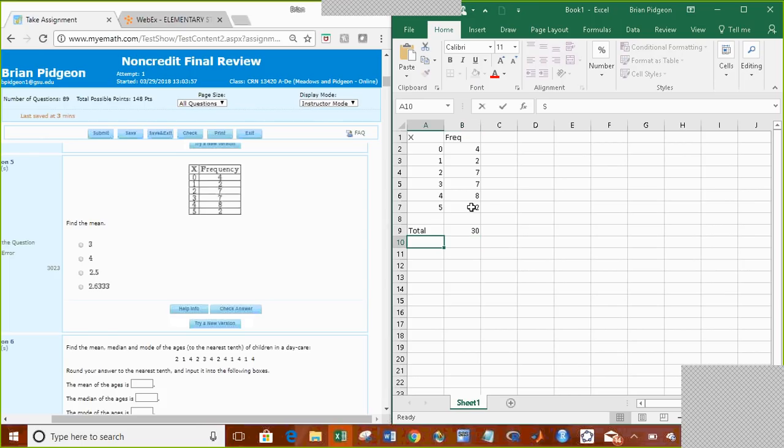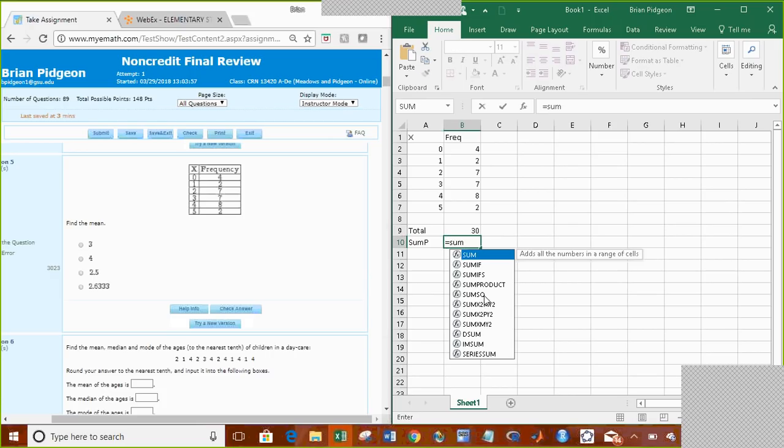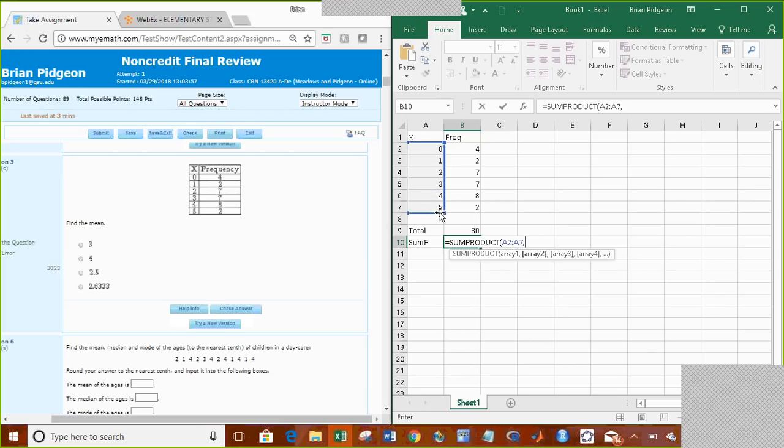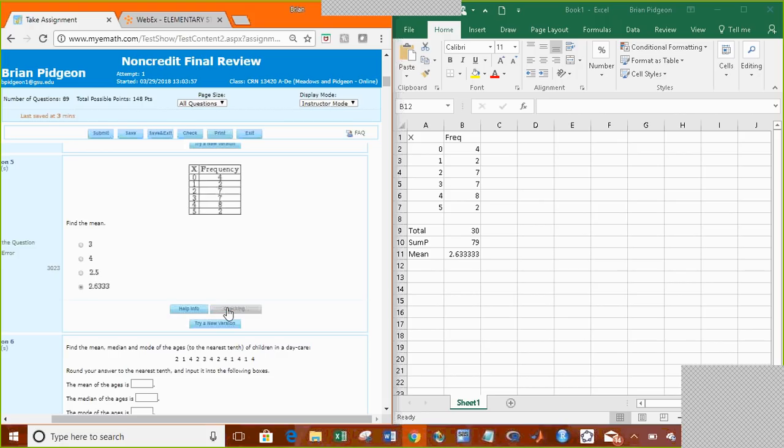And then we just find the sum product, meaning we take all of our x values and multiply them by the frequencies and add them up. That'll give us the sum of all of our values. So if you remember from test 1, the function is sum product, and we have 2 arrays. An array is just a list. So we highlight our x's, comma, highlight our y's. So the sum of the product is 79. To find the mean, we just take our sum product, divide it by the total. 2.6333.